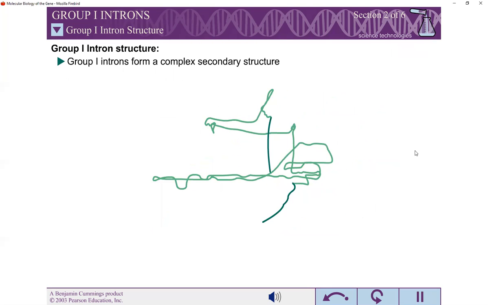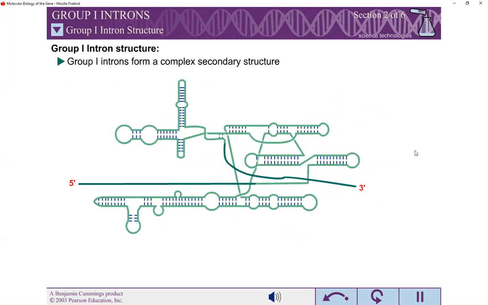Group 1 introns are capable of folding back onto themselves, forming a complex secondary structure. So they can fold back over themselves, leading to the formation of a complex secondary structure within themselves. This is the structure of group 1 introns that you can visualize. They form a circuit-type structure.